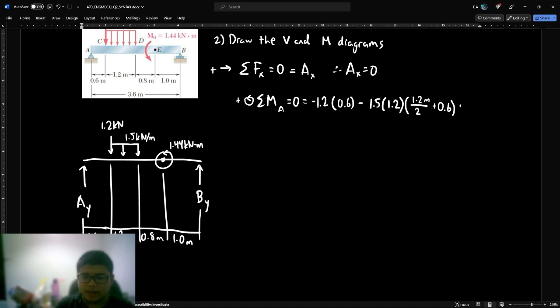We also have a moment of positive 1.44 kilonewton meters because it's counterclockwise, and then we add our reaction force By multiplied by the sum of all these lengths. It's 0.6 plus 1.2 plus 0.8 plus 1.0. That is going to give us 3.6 meters. So solving for By is equal to 0.4 kilonewtons upward. Let's place that in our free body diagram already.